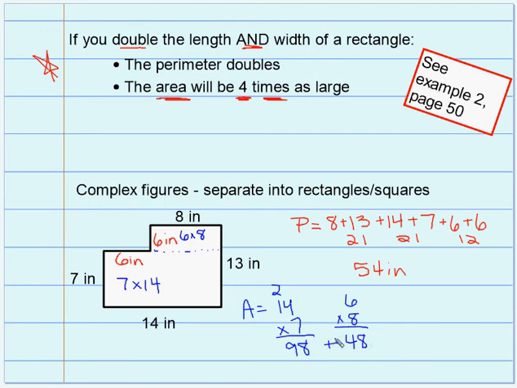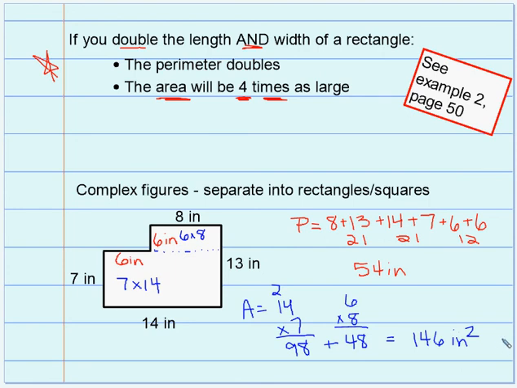And then you add those two together because I want the area of the small one and the area of the large one to make up that whole complex figure. 98 plus 48 would be 146. 9 plus 4 is 13, 8 plus 8 is 16, so I carry the 1. 146. And then it's the units, but they're squared.